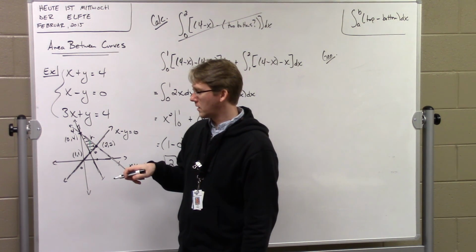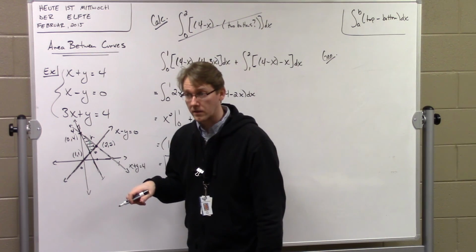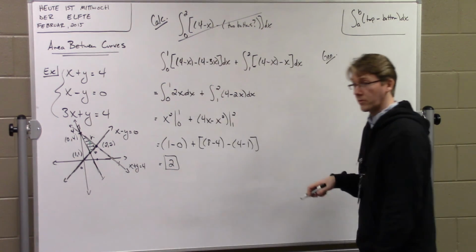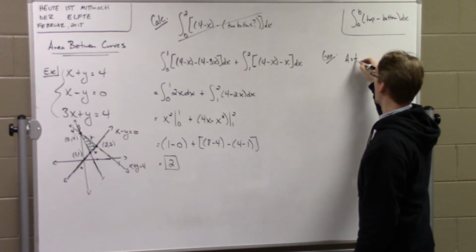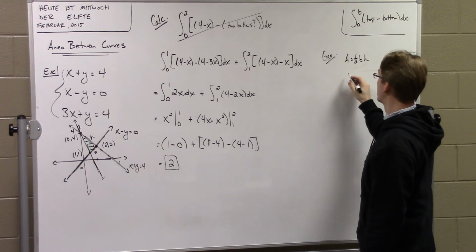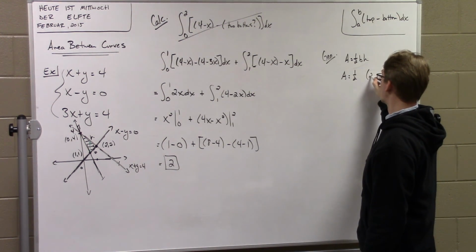How did you get that? Okay, good. Square root of 8, or 2 root 2. So the area of a triangle is 1/2 base times height. You told me the height was 2 root 2.